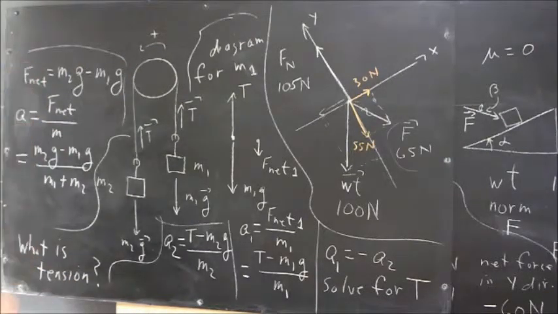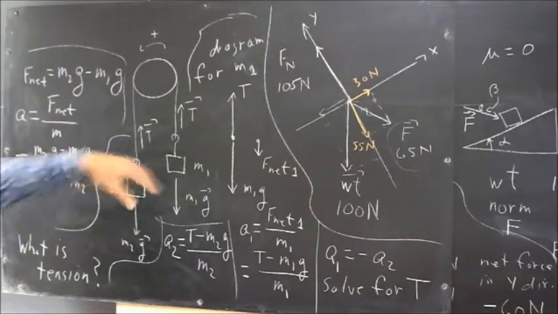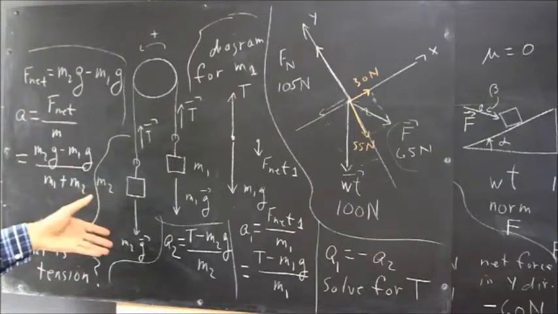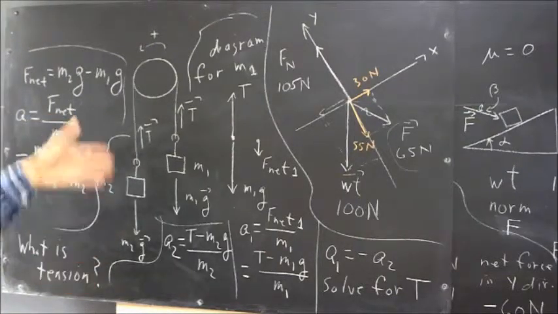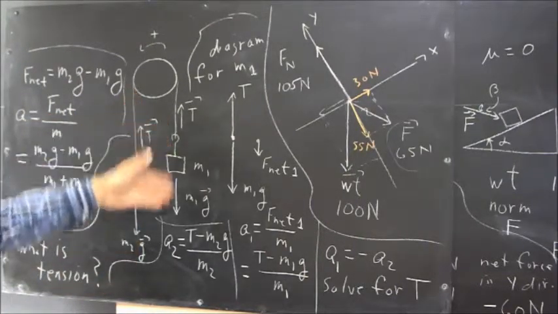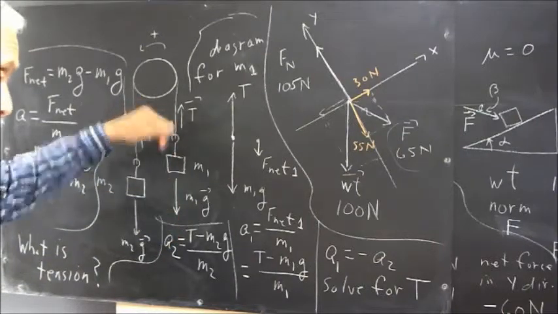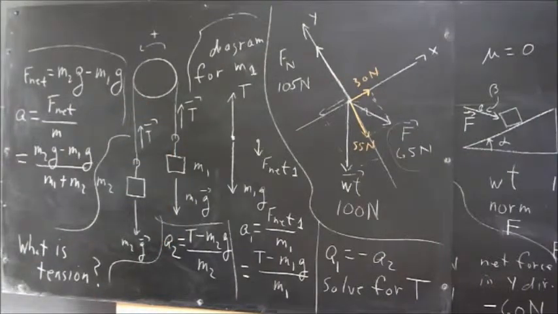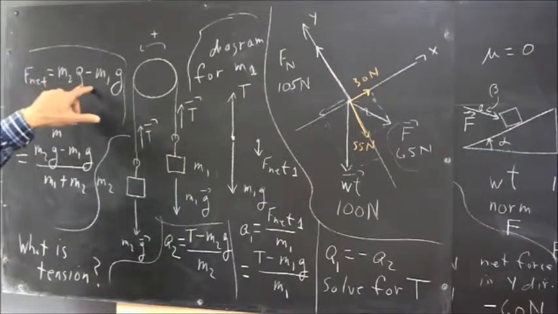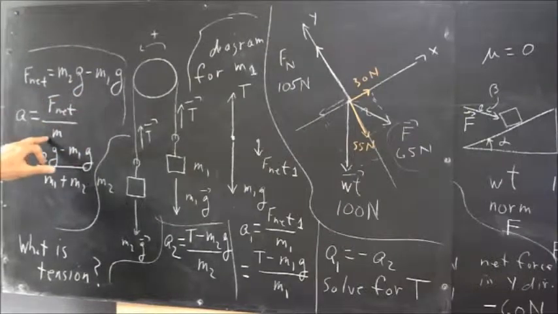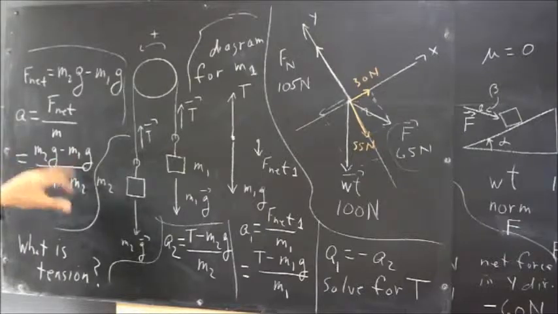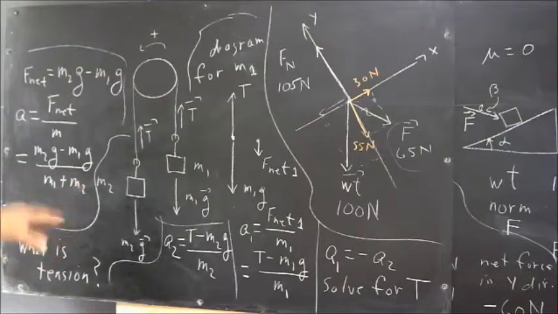We go through the usual analysis, the net force being the difference of the two forces, M2G being the one that tends to accelerate the system in the positive direction, M1G being the one that tends to accelerate it in the negative direction. We get this net force. Dividing the net force by the total mass, we find the acceleration is this. Okay, the difference of the two forces divided by the sum of the masses.